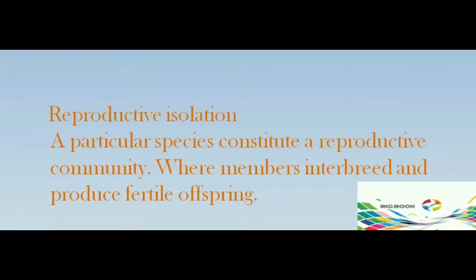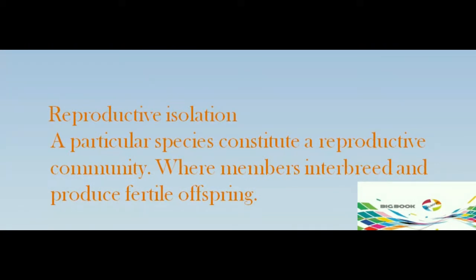Reproductive isolation: members of a particular species constitute a reproductive community where members interbreed and produce fertile offspring. So here, for example, if you consider cockroaches or Drosophila, there is a particular community where they constitute a reproductive unit, and the exchange of gametes or genetic material will take place.